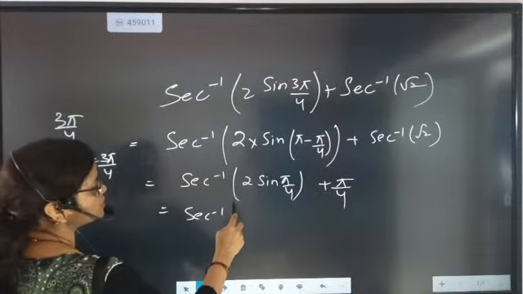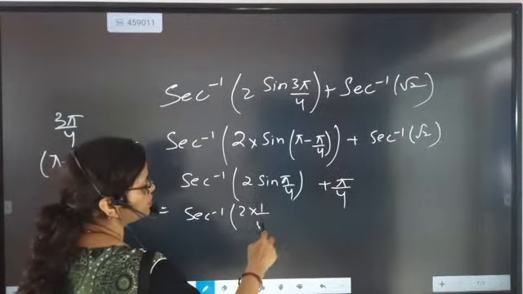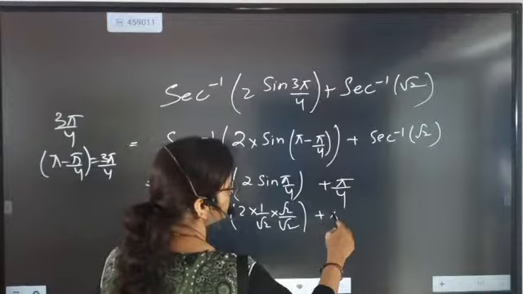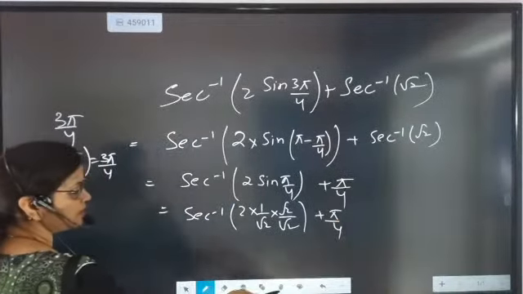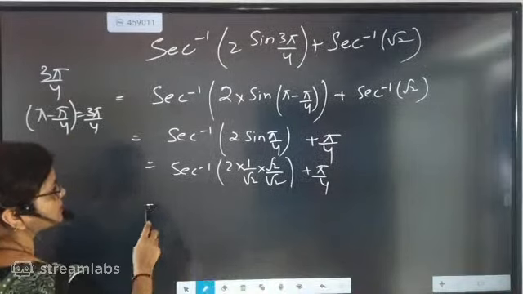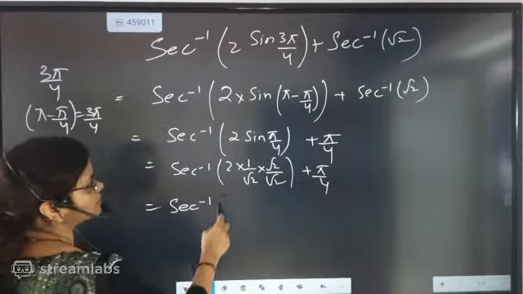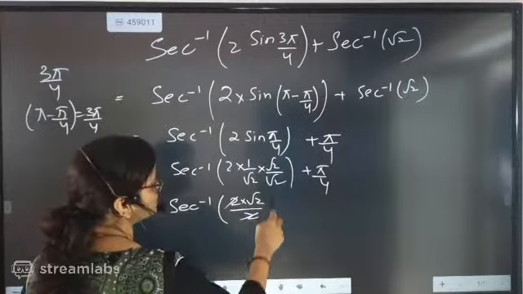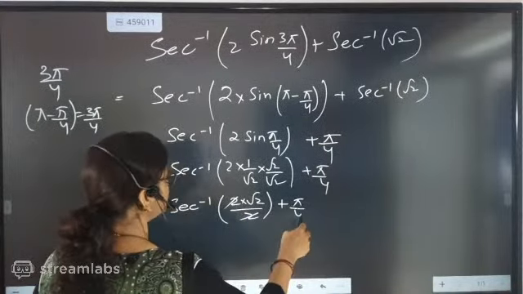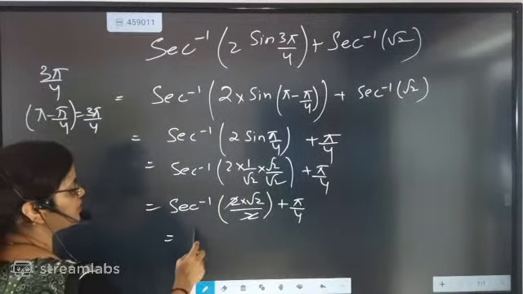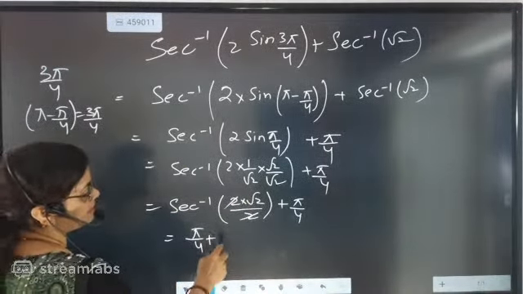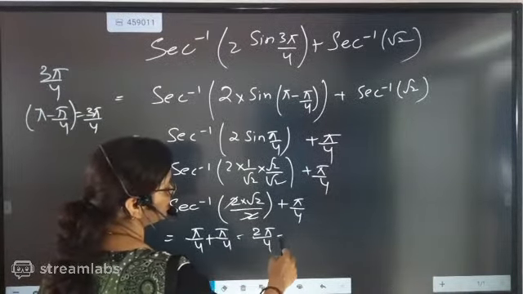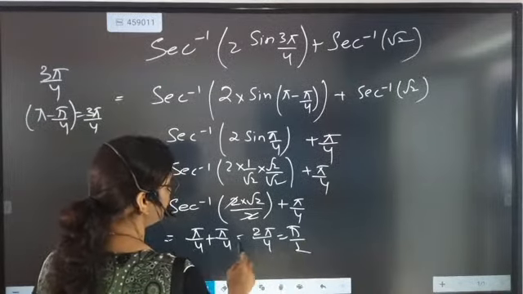Now secant inverse of 2 sine pi by 4 means 1 by root 2. One time itself we can write root 2, and root 2 plus pi by 4. So now, beta, this section will become secant inverse 2 root 2 by 2 cancel. So here also secant root 2 is coming. Secant root 2 after cancellation means pi by 4. Pi by 4 plus pi by 4, beta, that is 2 pi by 4, that is pi by 2.